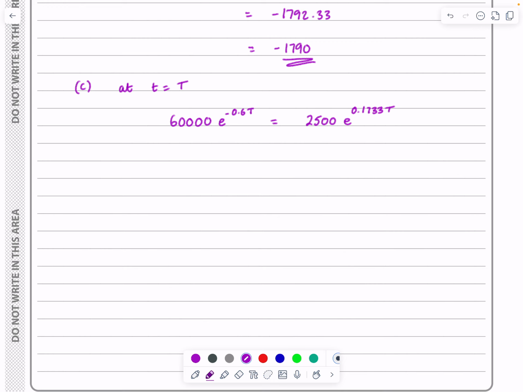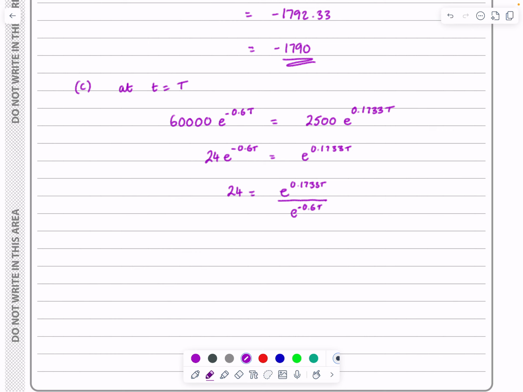So I'm going to get 24e to the minus 0.6t is going to be equal to e to the 0.1733t. Now you can do this quicker than that. I was just doing it step by step here. If I now divide by that, and again, I'll do it, but I wouldn't do this if it was my own work. I get 0.1733t divided by, so we're dividing by a minus. Yeah, it might be worth just doing this to make sure that we don't make any mistakes here.